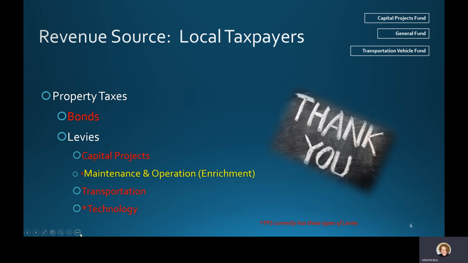So I just want to take this opportunity to say we have very generous voters in Tacoma, and we are very thankful that you pass our bonds and levies that we go out for and trust us with your dollars. We're very thankful for that, and appreciate you helping us move the students forward.